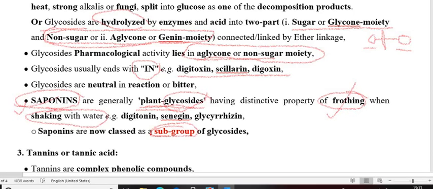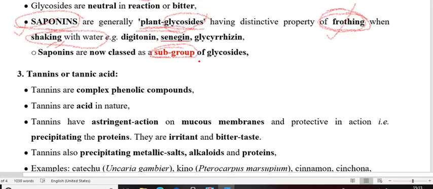Examples again are digitonin, senegenin, and glycyrrhizin. Glycyrrhizin is isolated from Glycyrrhiza glabra. So saponin is a subgroup of glycoside. When we shake it with water, it produces frothiness, and that is called saponin. So this is all about the glycoside and its subgroup saponin.